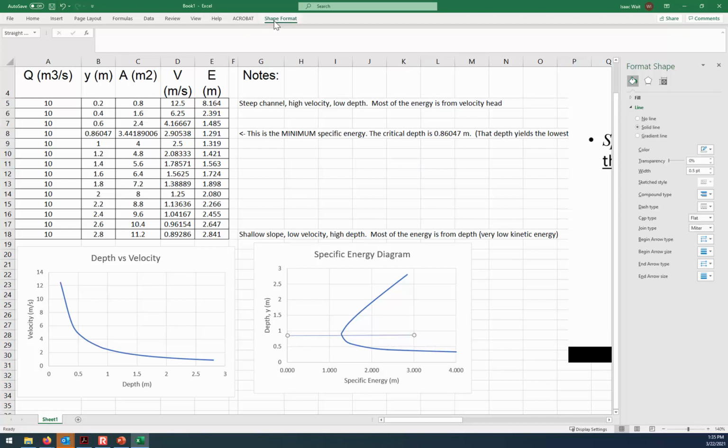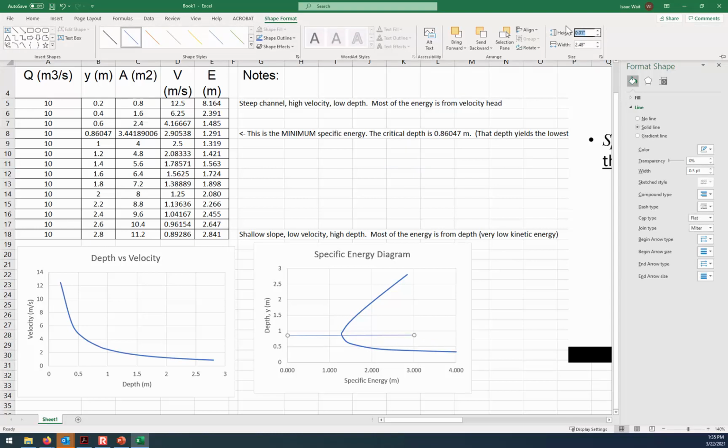Alright, I need to make that level. It drives me crazy if it's not exactly level. There we go. Whew. Crisis averted. Oh, I just blew it.